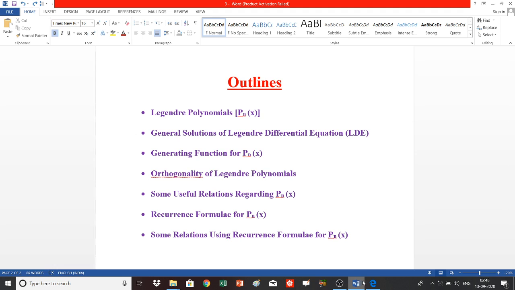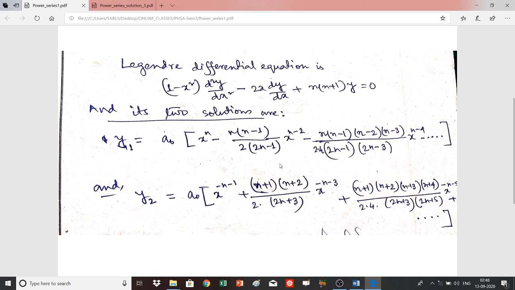However, before beginning this lecture, we have to recapitulate the Legendre differential equation and its two solutions, which we discussed in lecture series 2. So first, the Legendre differential equation is written here: (1 minus x squared) d2y/dx squared minus 2x dy/dx plus n(n plus 1)y equals 0.